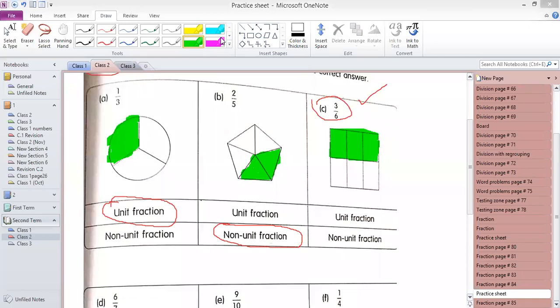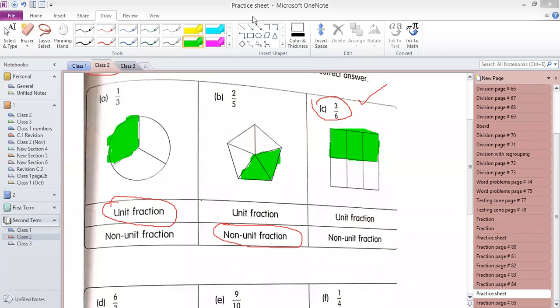Jamal Badar, very good. 3/6 is a unit fraction or non-unit fraction, guys. Very good, Abdul Rauf. Very good, Ahmad. Yes, guys. Very good, Hamza Al-Sayyed. Anas Muhammad, very good. I'll take one student. Anas Ahmad Kabil.